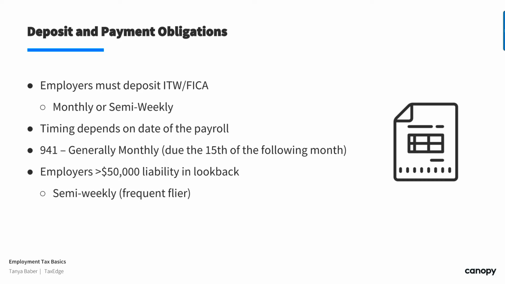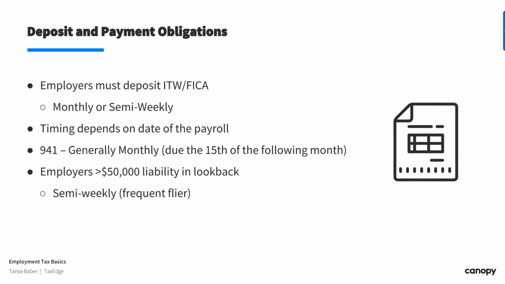They look back from like fall to the next fall, and they say, okay, over this time frame, oh, you had more than $50,000 total liability. So that's withheld FICA, matching FICA, withheld income tax. Then you will be turned into a frequent flyer. They send you a letter and you're going to have to pay semi-weekly.